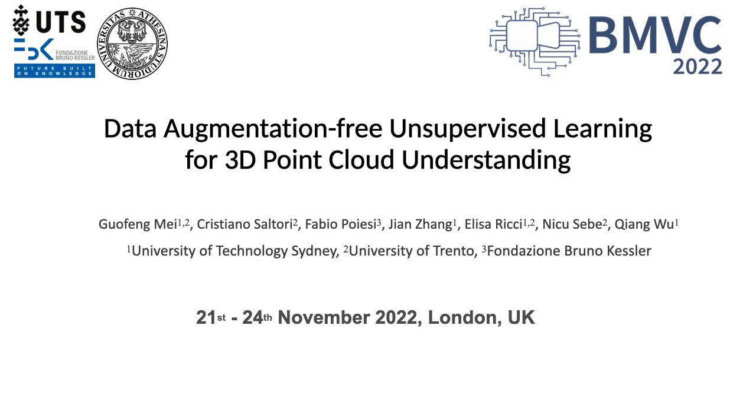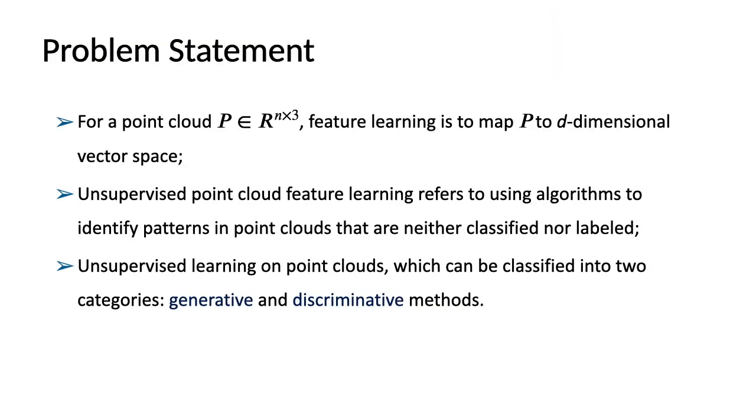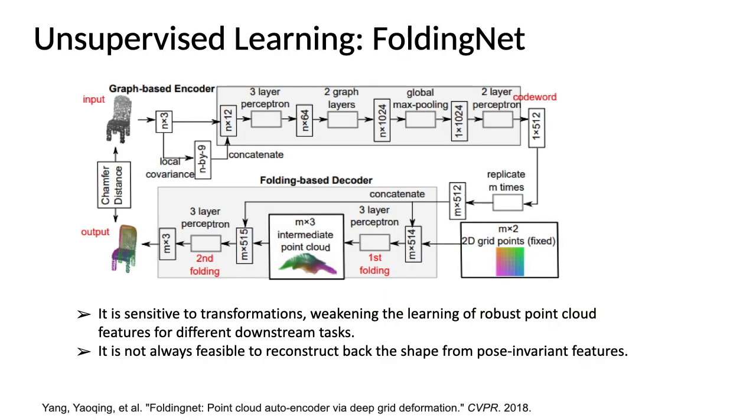In this paper, we present an approach to extracting features for point clouds without label information. Given a three-dimensional input point cloud, our goal is to learn a mapping function between the three-dimensional input space and the d-dimensional output space, without any supervision from either classes or labels in the input point cloud. Existing approaches can be classified into generative and discriminative methods.